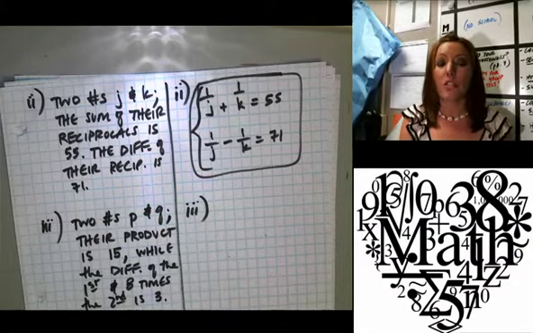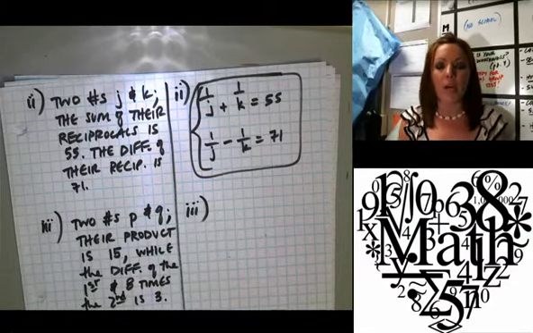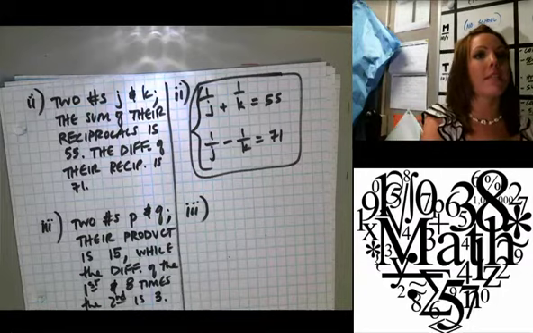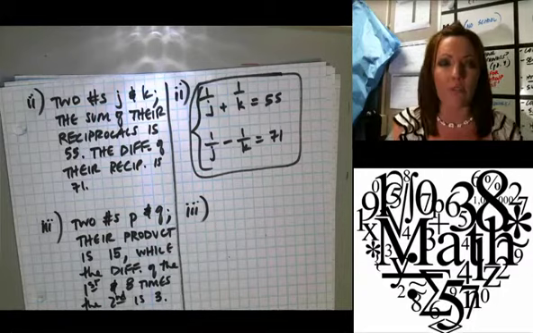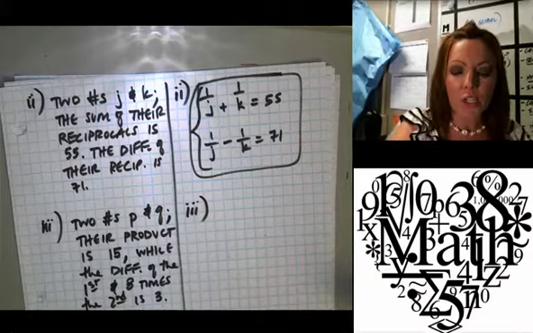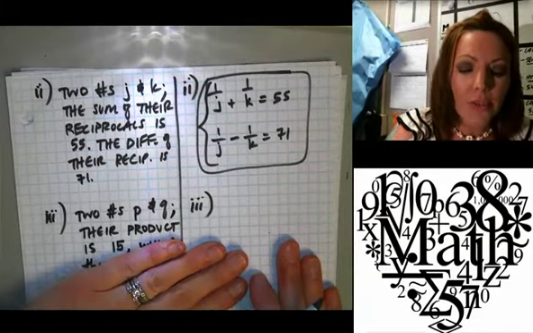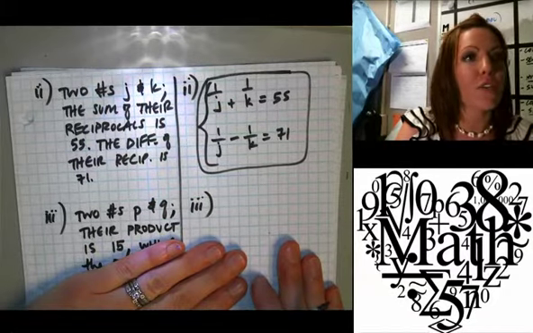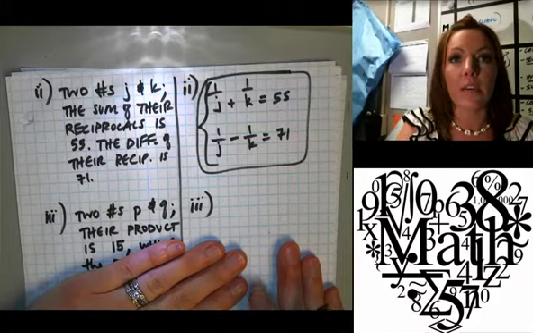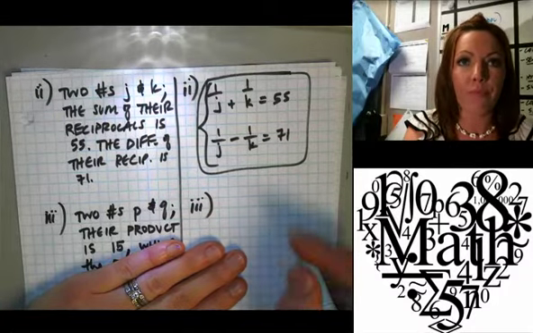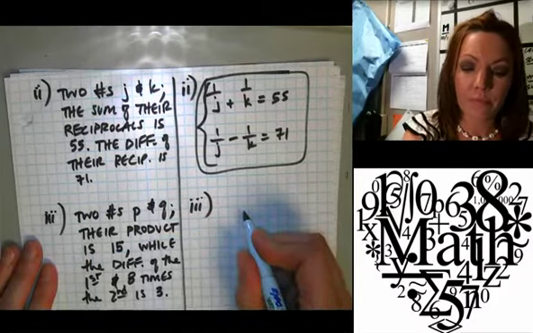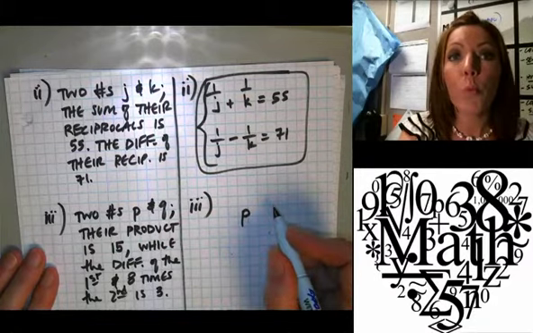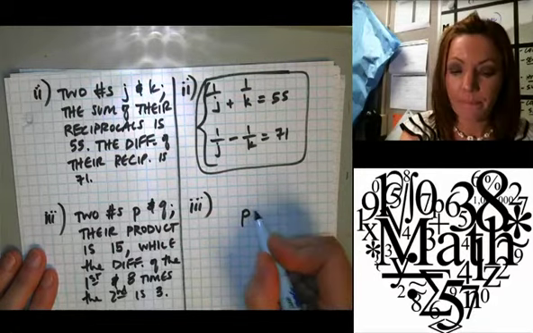Now you can assume that the first one is the first variable listed and the second one is the second variable listed, if that helps. So who can set up the first equation, the one that says the product of p and q is 15? Michael? Perfect. P times q equals 15.